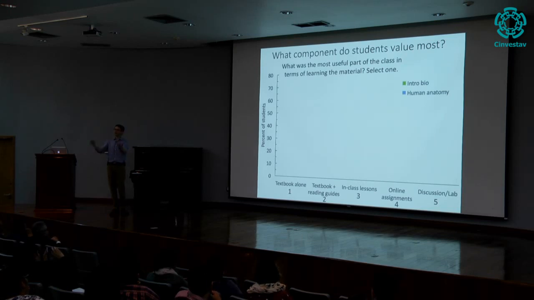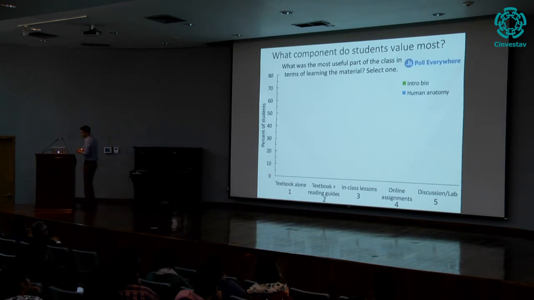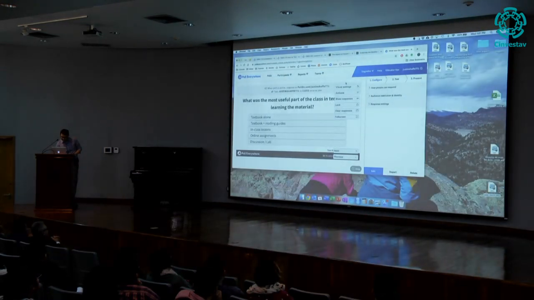I want you to think about it and also now tell me and vote with this. We're going to use a piece of software called Poll Everywhere. This is going to allow you to use your smartphones or text to answer this question. So I'm going to go over to that now. All right, and I'll turn this on.